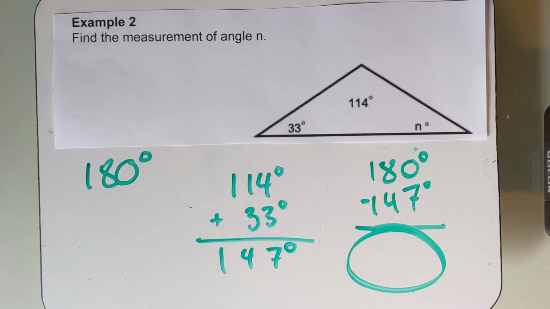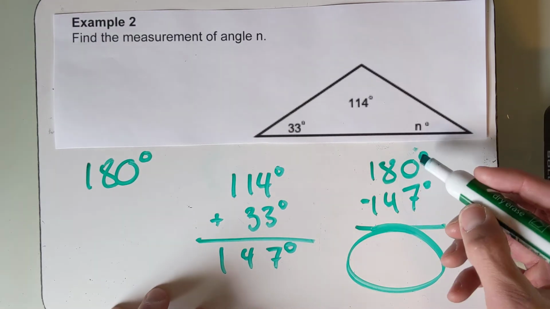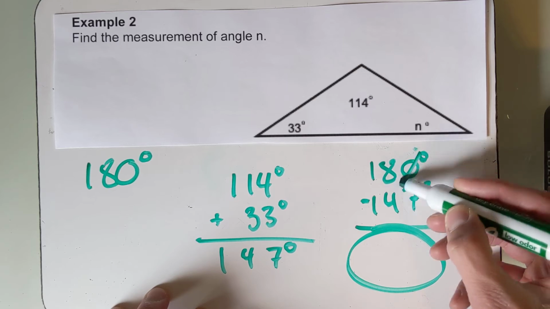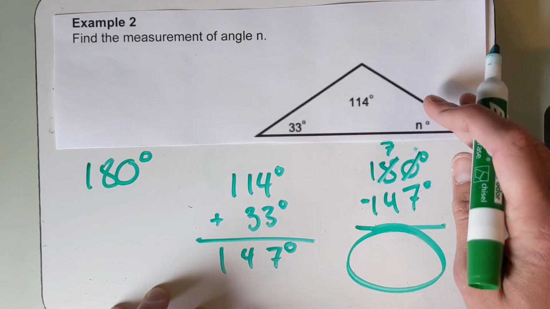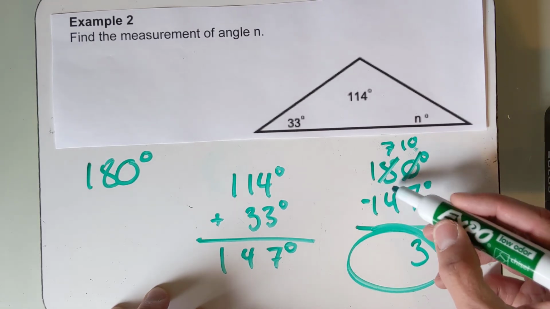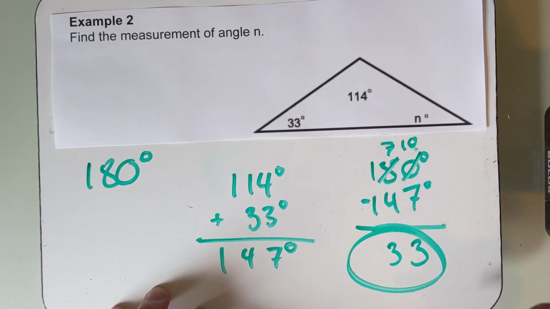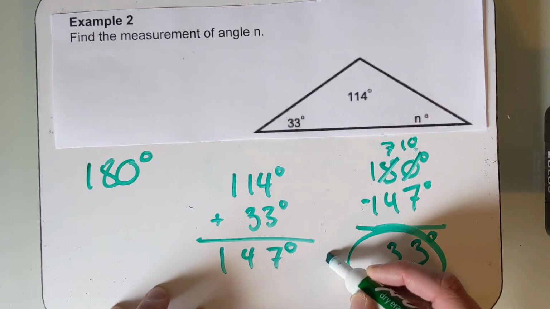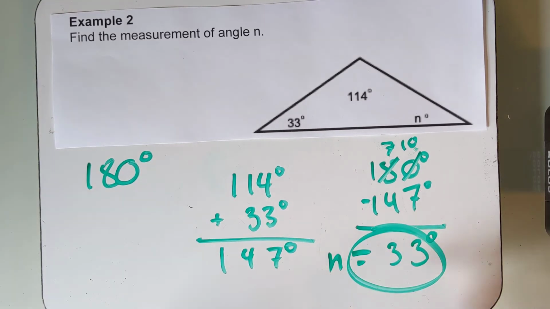All right. Well, let's just get started now. So again, remembering to regroup, we can't take 7 away from 0, so we're going to go next door and borrow that from the tens place here. We have our 10 left here. That gives us a 3. Down here, 7 minus 4 is 3, and 1 minus 1 would be 0. So we just have 33 degrees. The measure of angle n is 33 degrees. So we would just write n is equal to 33 degrees.